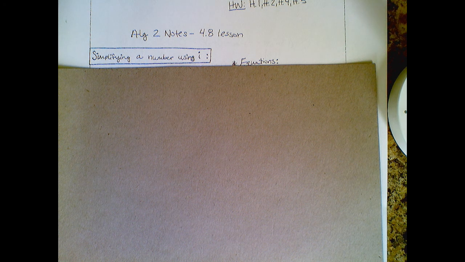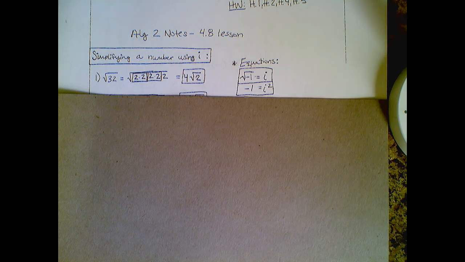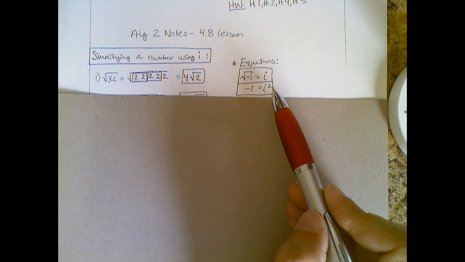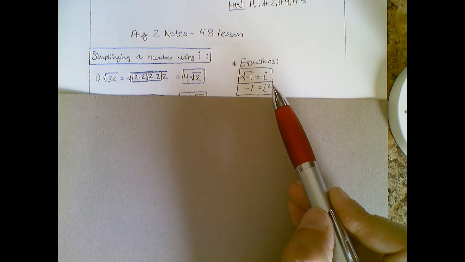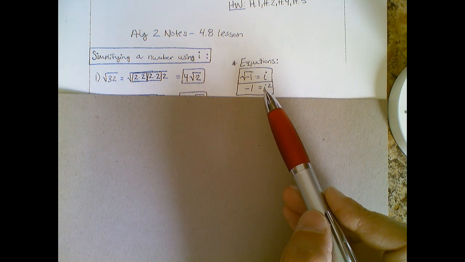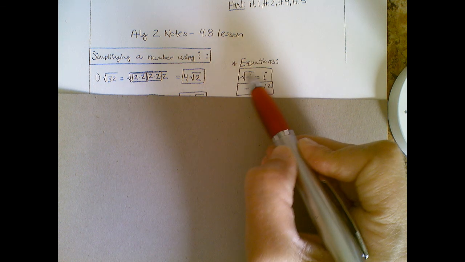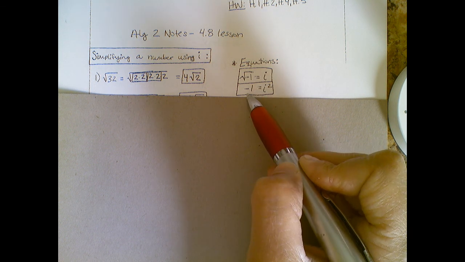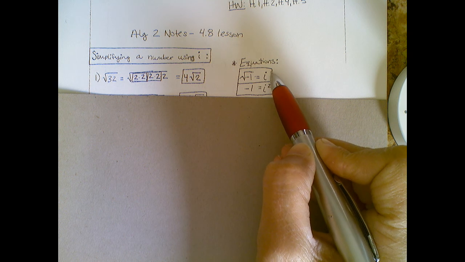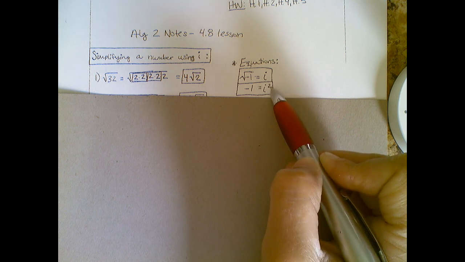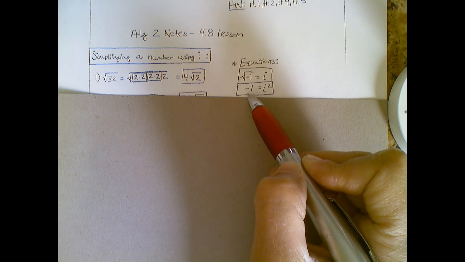4.8 lesson is going to be working with imaginary numbers. So please write down, if we have the square root of -1, that is just what i is, our imaginary number. Okay, if I were to square both sides, then the square and the square root on the left-hand side would cancel out, so I get -1, and then if I square i, I get i squared.